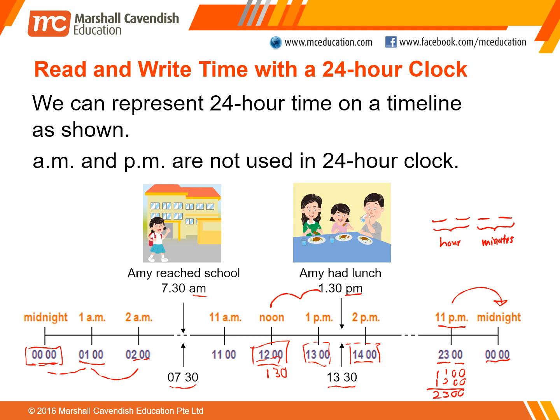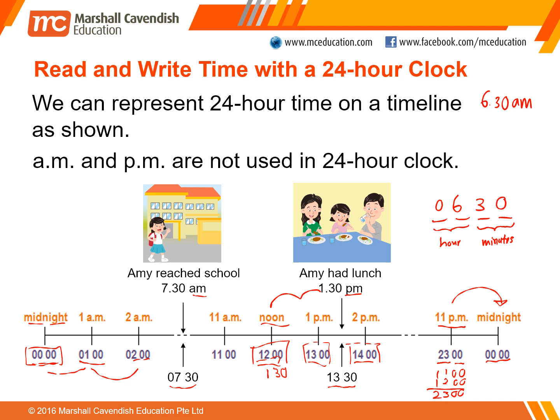For the time from midnight to noon, you will indicate the hour as per what your clock is showing you. For example, if it is 6:30 a.m., you indicate it as 06:30.